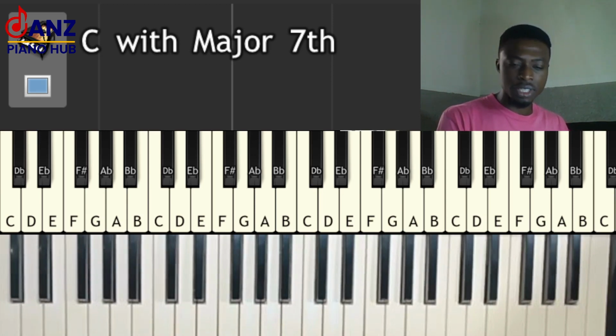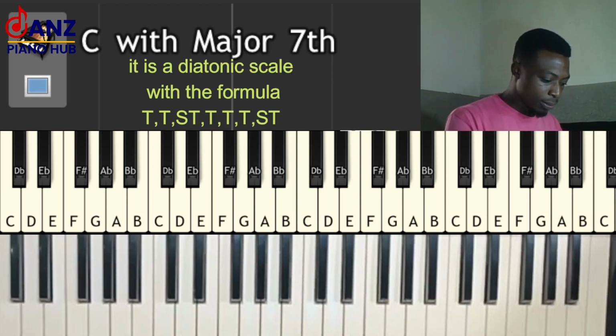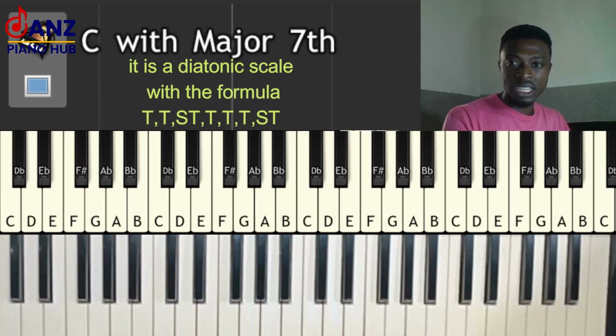Now, what is the major scale? When it comes to the keyboard, there's a formula for it. And that formula is tone, tone, semitone, tone, tone, tone, semitone. I'll repeat it again. Tone, tone, semitone, tone, tone, tone, semitone. Let me explain what a tone is.